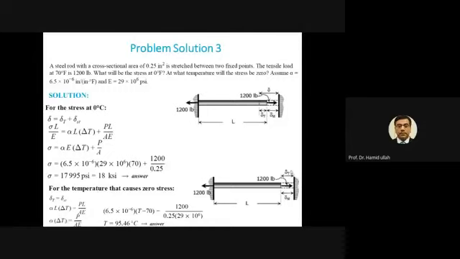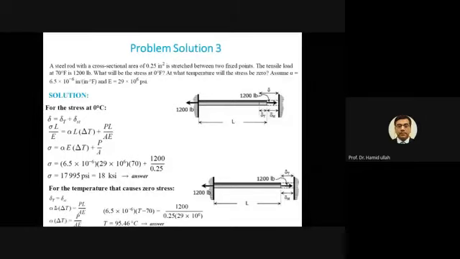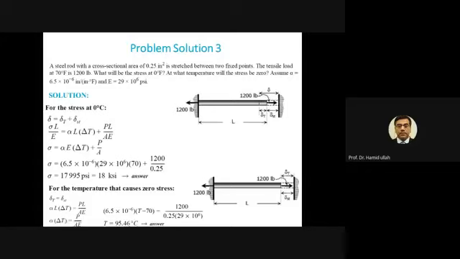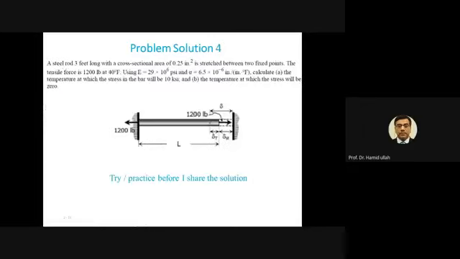Then you know the formula for this thermal elongation and the elongation because of load. You put their formula and then rearrange. After rearrangement you can see this T, the final temperature, equals 95.46 degrees, when the stress in the body will be zero. So this is again a similar type with little change.